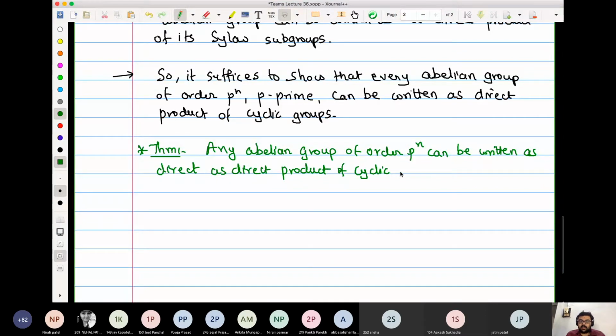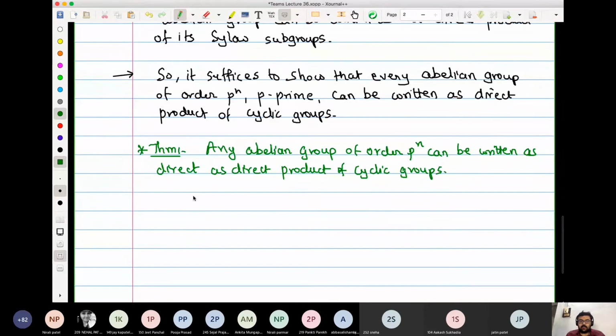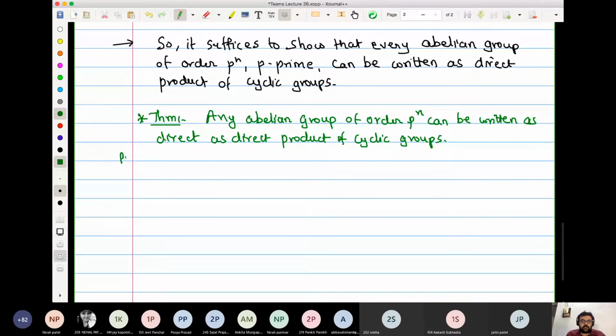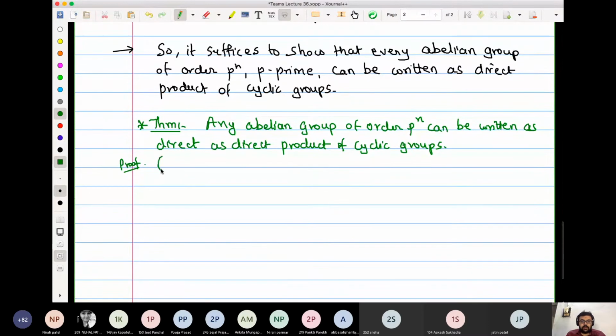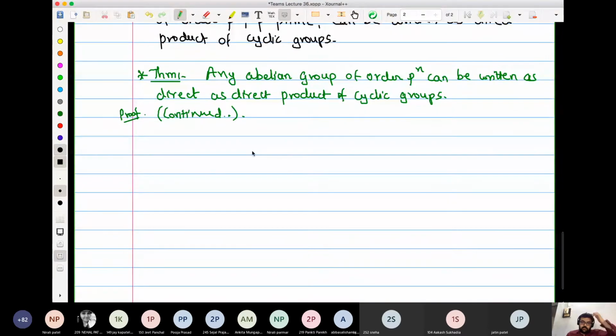Once again writing the same statement: direct product of cyclic groups. Okay, so now we prove this. We can continue this proof. Let G be a group, and the order of G equals p power n, where p is prime and n is a natural number.